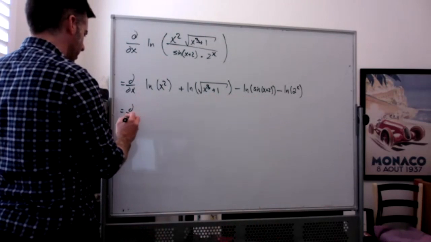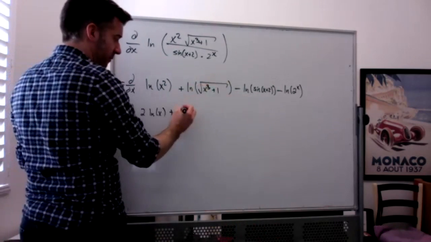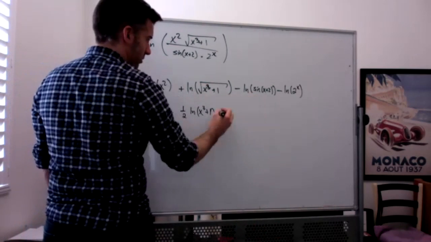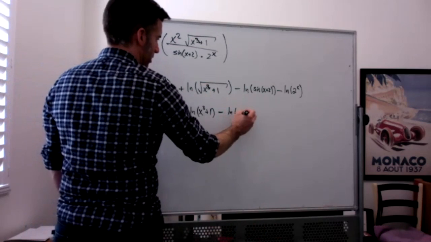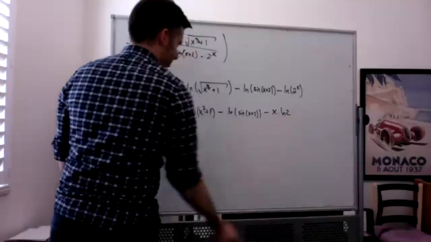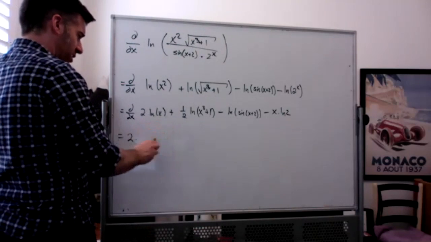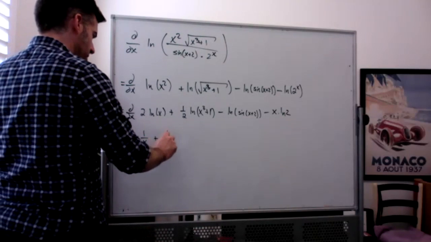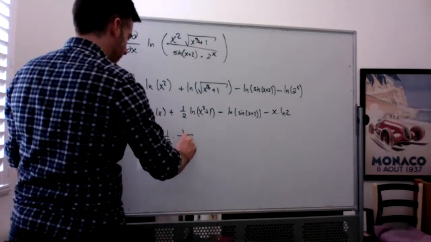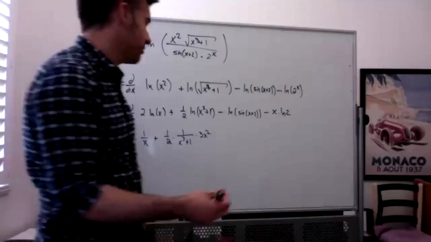You can write this as the derivative of 2 times the natural log of x, plus that's going to be a 1/2 power times the natural log of x cubed plus 1. There's no power here to bring down, so it's minus the natural log of sine of x plus 2. And then we can bring down the x here. And then we can differentiate. This is 2 times the derivative of the natural log of x, which is 1 over x, plus 1/2 times the derivative of the natural log of some stuff, which is 1 over the stuff times the derivative of the stuff. So 1 over x cubed plus 1 times 3x squared.